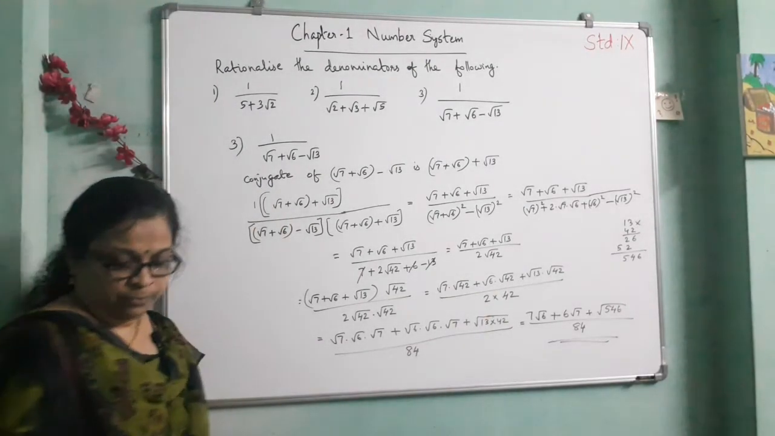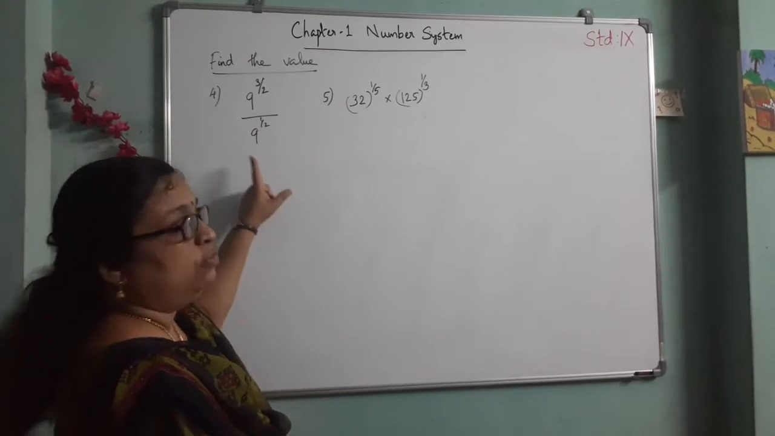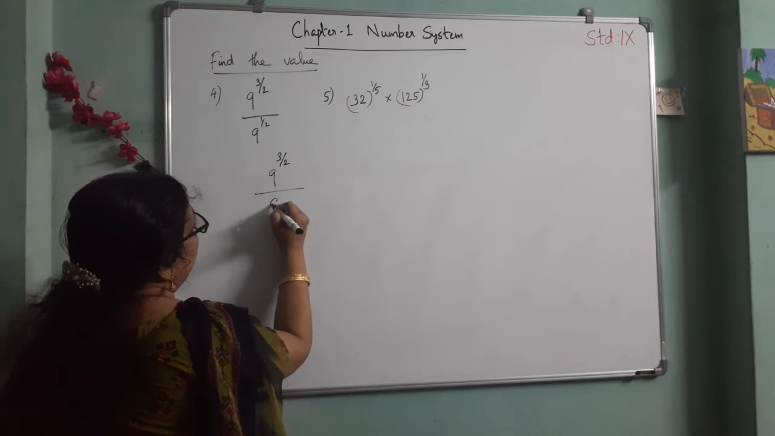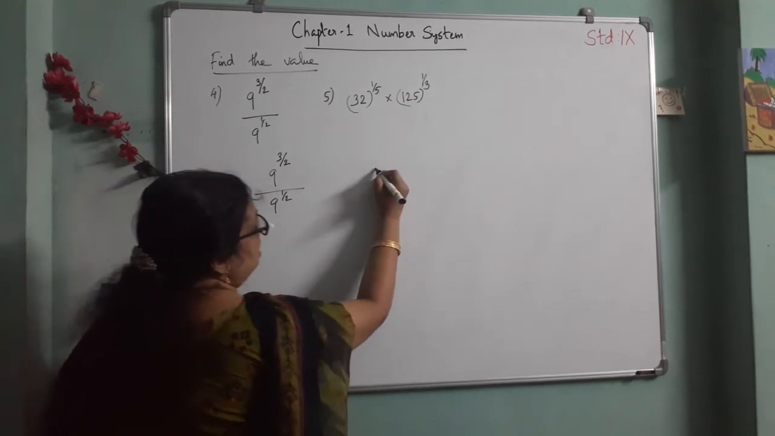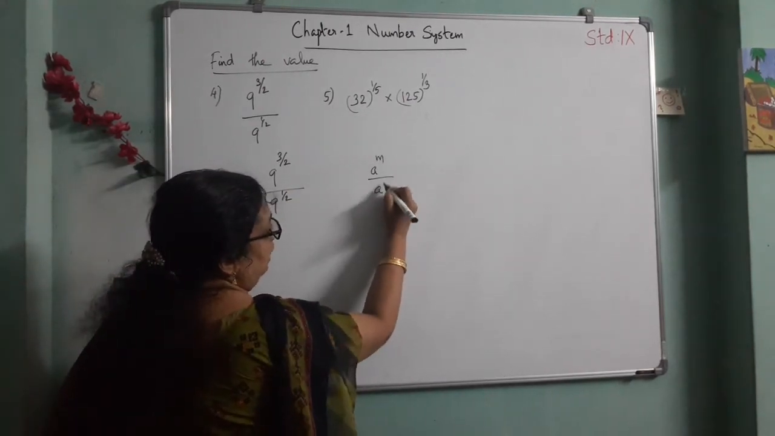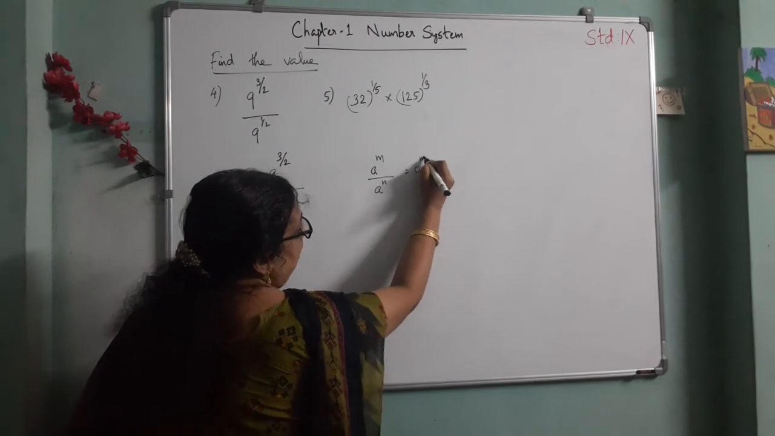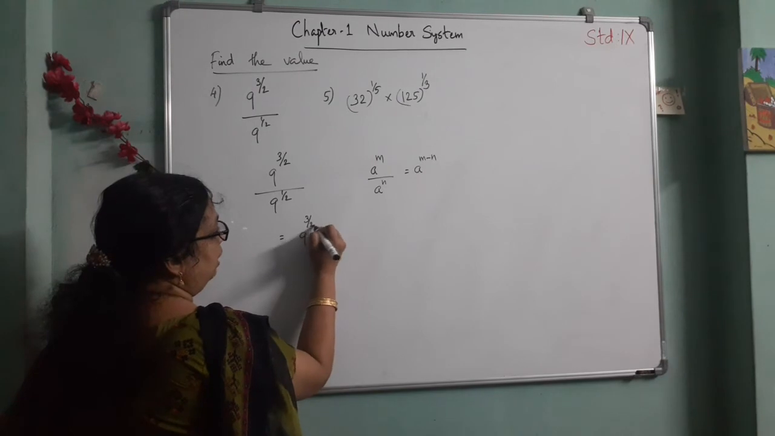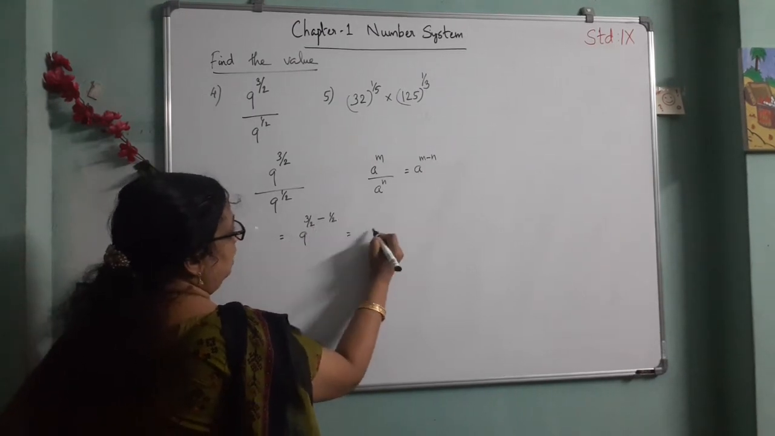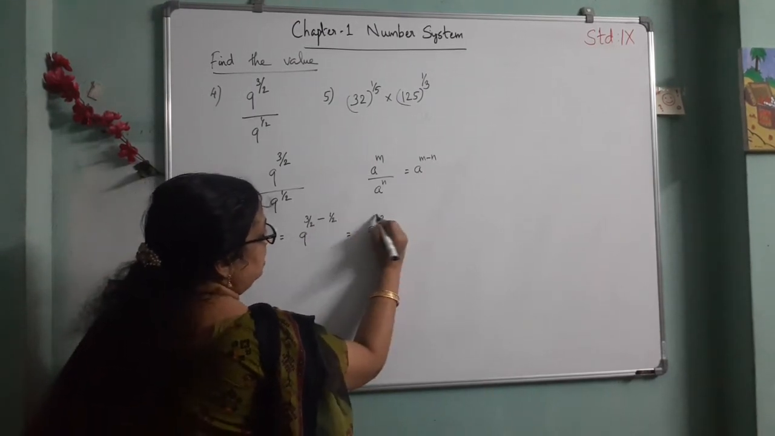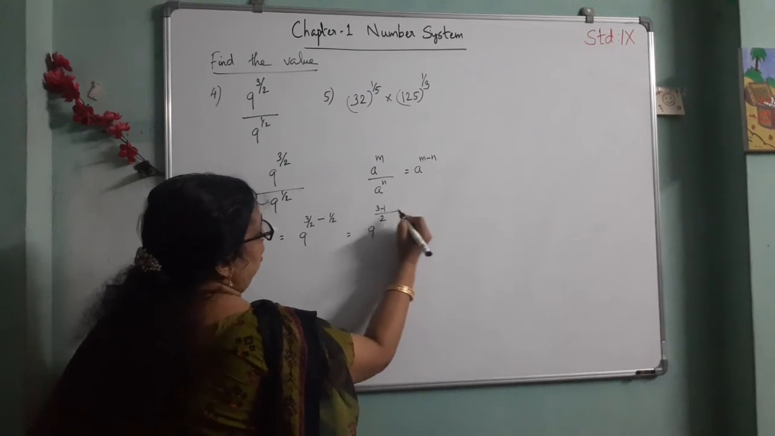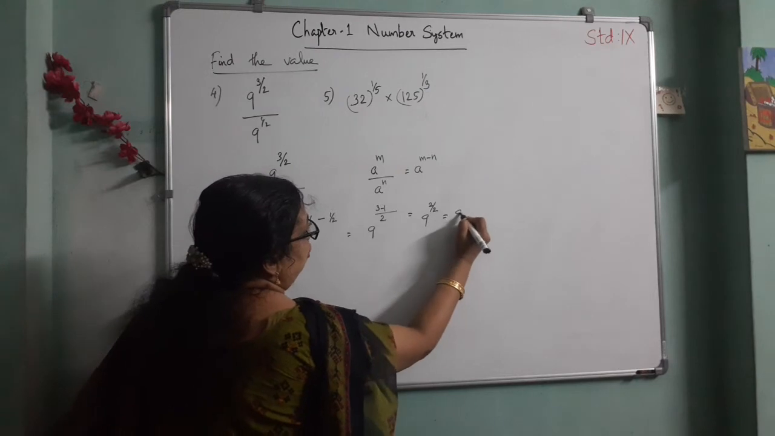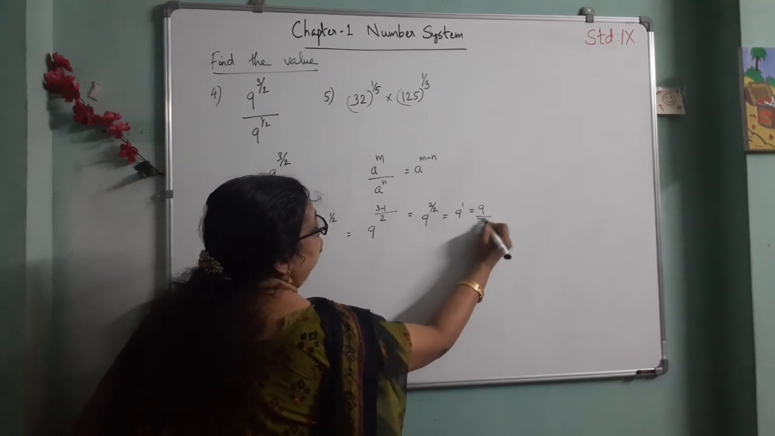Okay. Next question, find the value. First question, 9 raised to 3 by 2 divided by 9 raised to 1 by 2. This is of the form a raised to m by a raised to n. This is equal to a raised to m minus n. So this is equal to 9 raised to 3 by 2 minus 1 by 2. That is 9 raised to, here 2 is the LCM, then 3 minus 1, which is equal to 9 raised to 2 by 2, that is equal to 9 raised to 1, which is equal to 9.